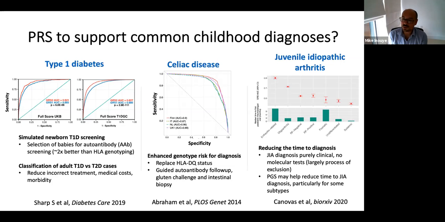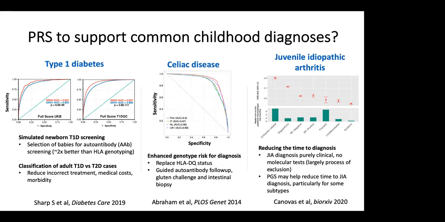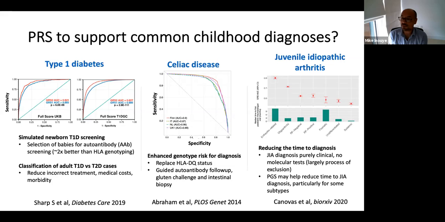So you can see how that might improve upon things, and it might guide how you do serological screening, how you might follow up individuals at high risk, let's say they have a first-degree relative with celiac disease, and how you might minimize the gluten challenges and small intestine biopsies, which are all part of that.